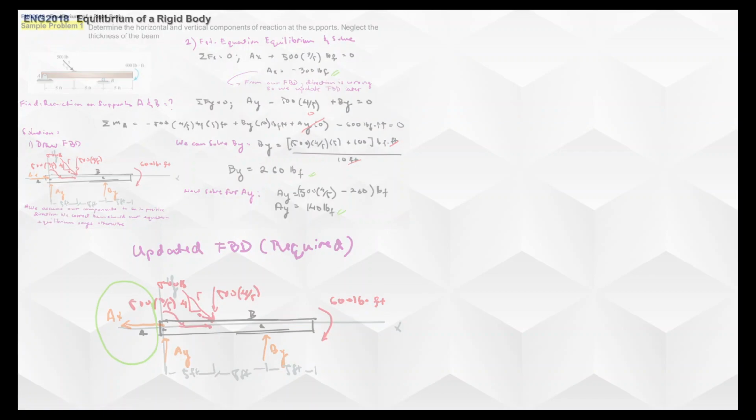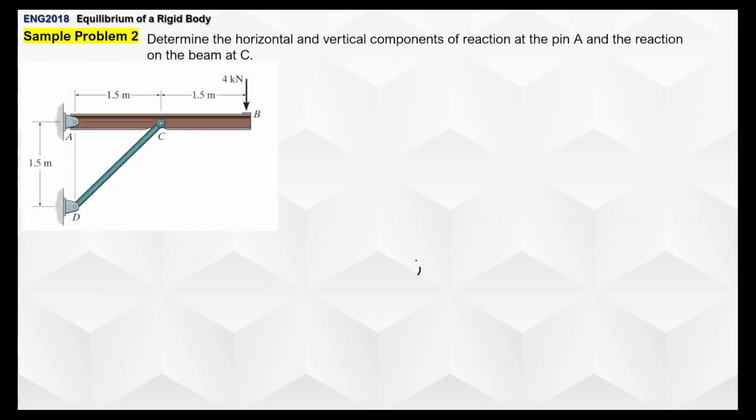Let's try another one. So here we are to determine the horizontal and vertical components of reaction at pin A and at beam C. Okay, so pin A and beam C. So how do we do this? We're given 4 kilonewtons at point B, and we're here to determine the reactions, the vertical and horizontal component reactions at beam C and then at pin A.